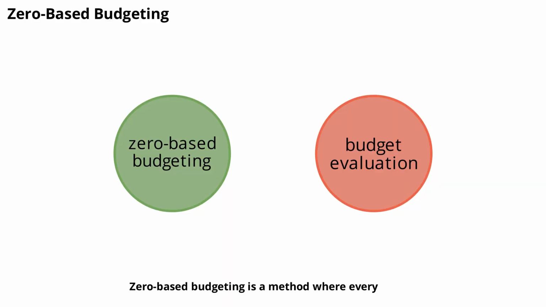Zero-based budgeting is a method where every expense must be justified for each new period, starting from zero. Unlike traditional budgeting, which adjusts previous budgets, zero-based budgeting requires a fresh evaluation of all spending. This approach can help eliminate waste and ensure that funds are directed to the most effective programs.